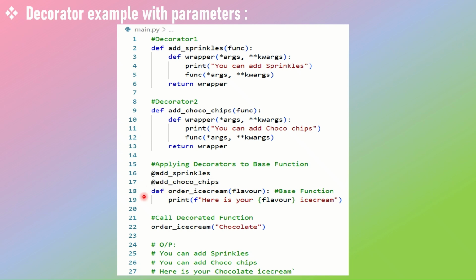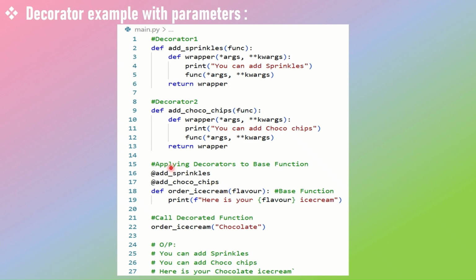So here I have defined the base function in the 18th line, which is order ice cream, wherein this function is taking one parameter, which is a flavor. And inside this base function, I was printing one statement saying that here is your flavored ice cream. So in place of flavored ice cream, whenever we call this function, the flavor will be replaced. So this is how I have defined the base function.